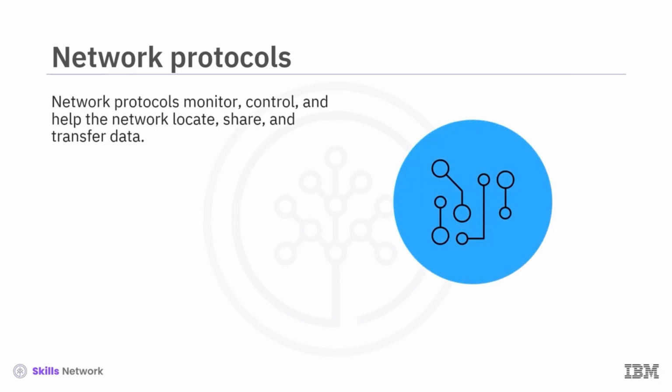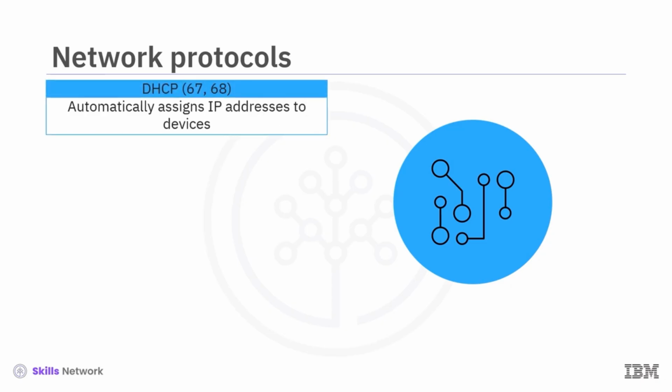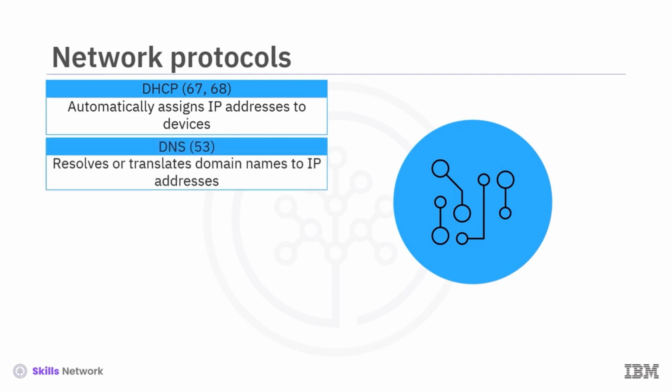Network protocols monitor, control, and help the network locate, share, and transfer data. Dynamic Host Configuration Protocol, or DHCP, automatically assigns IP addresses to devices. The default ports for DHCP are 67 and 68. Domain Name System, or DNS, resolves or translates domain names to IP addresses. The default port for DNS is 53.